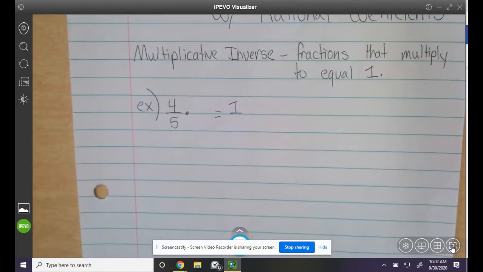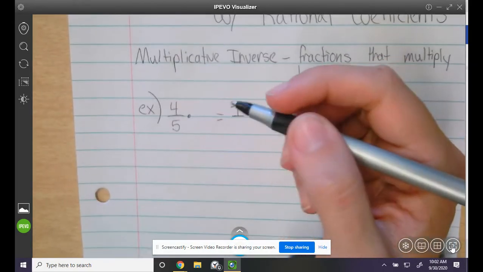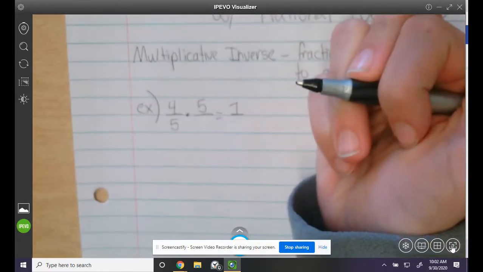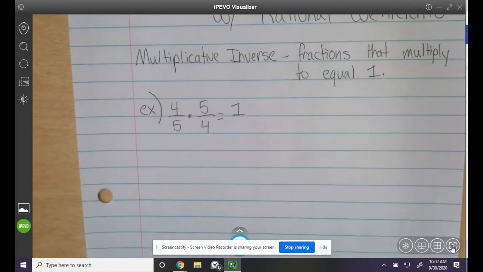It's another fraction. What fraction could I multiply by 4/5 to equal 1? 4/5? No, that would be 16 over 20. 1/5? Not 1/5. There's a 5 on the top. Good job, Paige. What would have to be on the bottom? A 4.